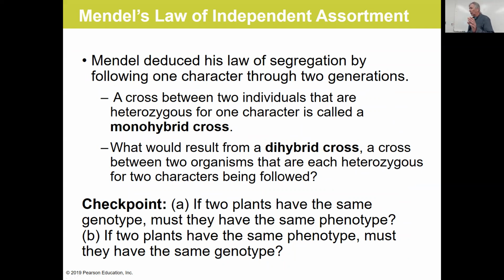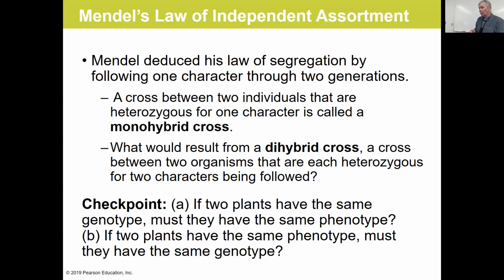So Mendel deduced his law of segregation by following one character through 2 generations. As I mentioned, a cross between 2 individuals that are heterozygous for one character is called a monohybrid cross. Mono for looking at one character, and hybrid because the 2 parents differ for that character. And then we're going to get into a dihybrid cross, a cross between 2 organisms that are each heterozygous for 2 characters being followed. And then we'll get into Mendel's second law. I'm going to do that in the next lecture.